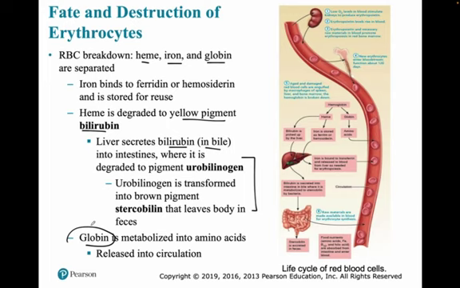So the globin itself is metabolized, because globin is a big protein, so it can be metabolized into smaller amino acids, and then those are released into circulation. We can use those amino acids again.